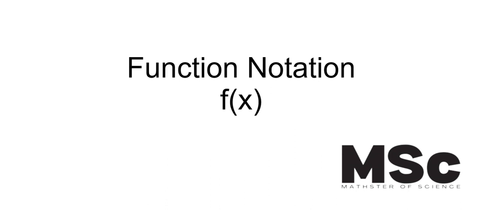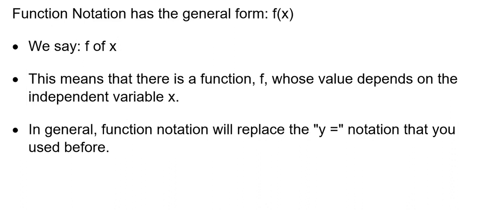In this video, we're going to be looking at function notation. So function notation has the general form f bracket x bracket. We say f of x when we describe these. We would say that it has a general form of f of x. Now this is not multiplication in here.